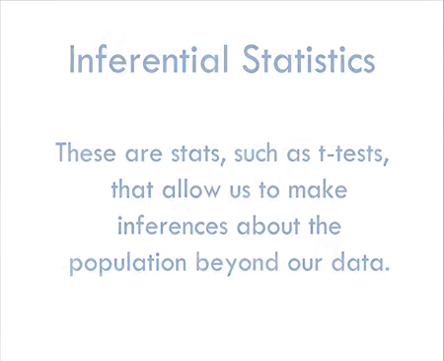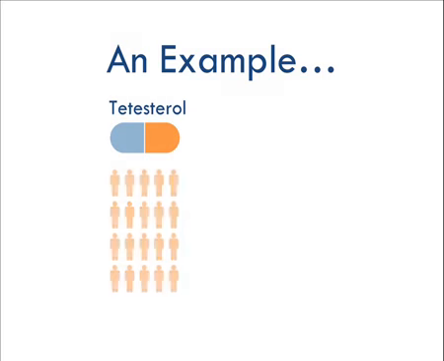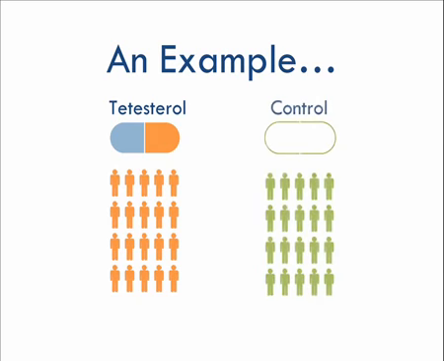Let's take an example. Researchers have developed a new drug they hope will lower cholesterol. Let's call it t-testrol. They take two groups of people and give the drug to one group for a month. That's the treatment condition. The other group gets an empty pill. That's the control or placebo condition. After that month has gone by, the researchers measure cholesterol for both groups.